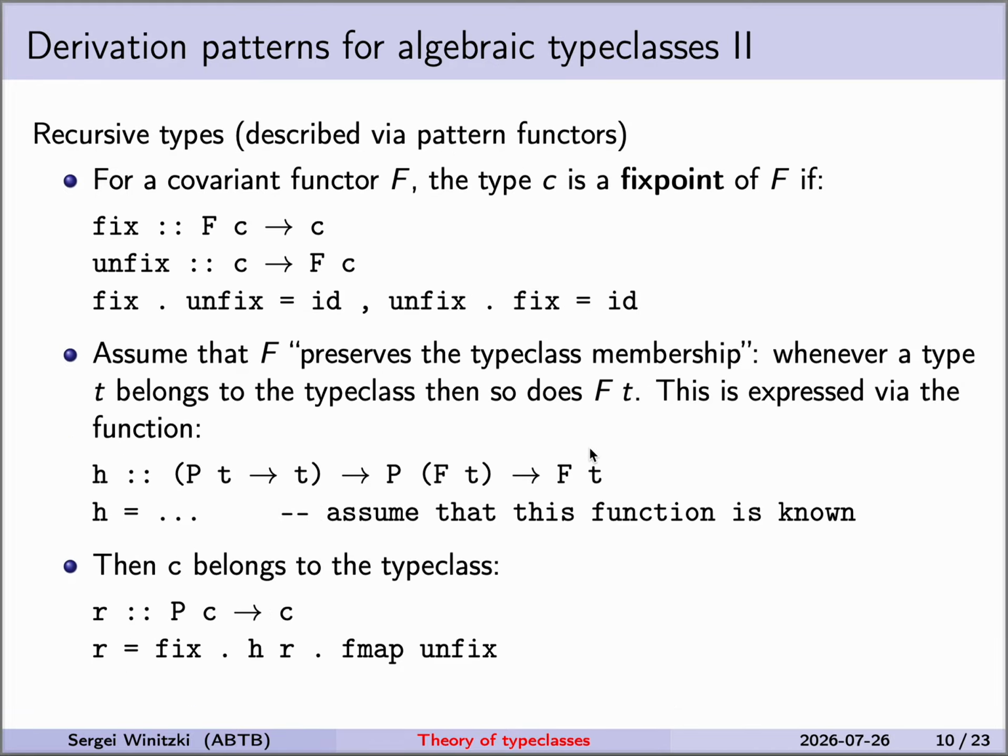The next derivation pattern is for recursive types. So how do we describe recursive types? Recursive types are described as fixed points of functors. Now, this is a very much type theoretic point of view. Usually in programs, you declare recursive types directly. You don't derive them as fixed points. It's inconvenient to do that. You can, but it's inconvenient. It's much more convenient to define a recursive type directly.